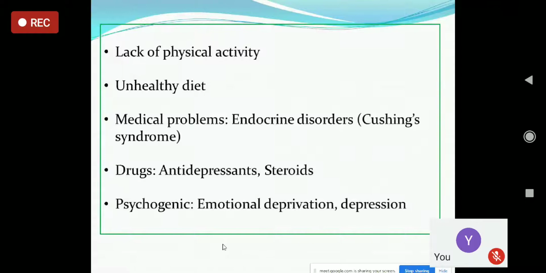There are other causes of obesity as well. For example, lack of physical activity. If you're not very active, if you don't burn calories, if you have a very sedentary lifestyle, you can easily consume more calories every day than you burn through your daily routine activities. So this can lead to obesity.